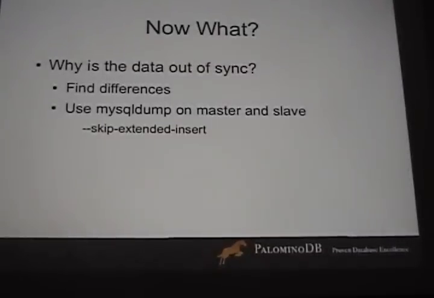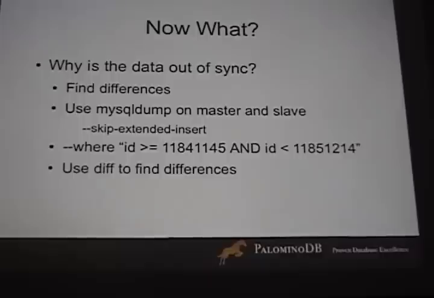So here's mysqldump on master and slave. This is how I usually do it. I might look at the data itself, but it's easier for me to do a diff. You can do skip extended insert. Extended insert takes rows and batches them together, and you get these huge lines. With skip extended insert, you get 1 line for each row, which is easier to diff because you want to know how many rows are different. So you would say dash where... we use diff to find differences. Again, we can also look up Giuseppe's blog and see what he did.